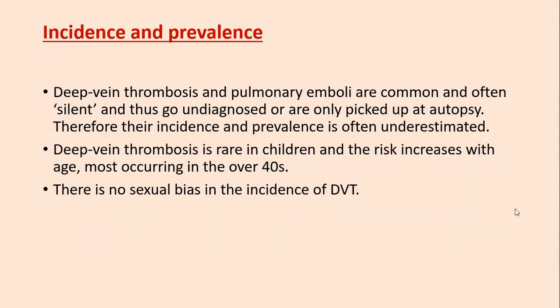Incidence and prevalence. DVT and pulmonary emboli are common and often silent, and thus go undiagnosed or are only picked up at autopsy. Therefore, their incidence and prevalence is often underestimated. DVT is rare in children, and the risk increases with age, and mostly it occurs after 40. There is no sexual bias in the incidence of DVT.